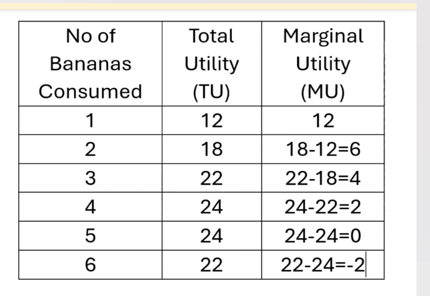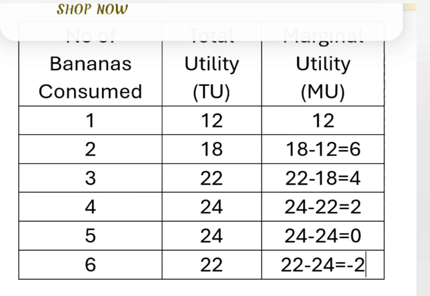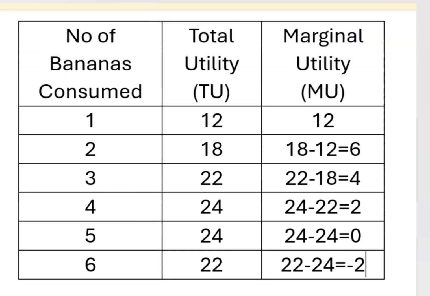This shows that after a point, eating more bananas doesn't make you happier. In fact, it might make you feel worse. Hence, total utility can increase but at a diminishing rate. Marginal utility decreases with each additional unit, and it can even become negative. This is why we eventually stop consuming more of a good, because it no longer gives us extra satisfaction.